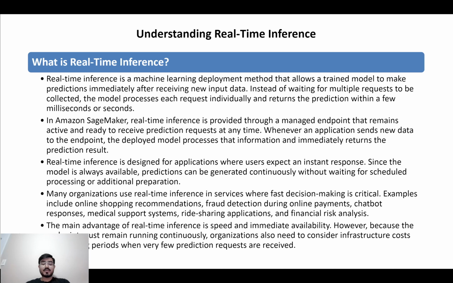If you ask a chatbot a question, the chatbot immediately generates a response. These applications cannot make users wait several minutes. They need immediate predictions. One important advantage of real-time inference is speed. However, because the endpoint is always running and ready to receive requests, organizations also pay for computing resources even when very few requests are being received. So businesses choose real-time inference when fast response time is more important than reducing infrastructure costs.